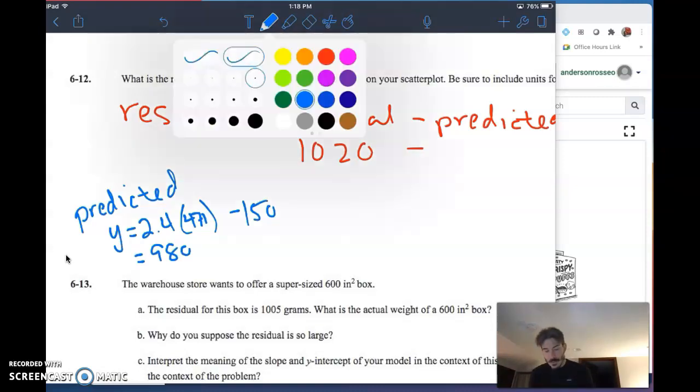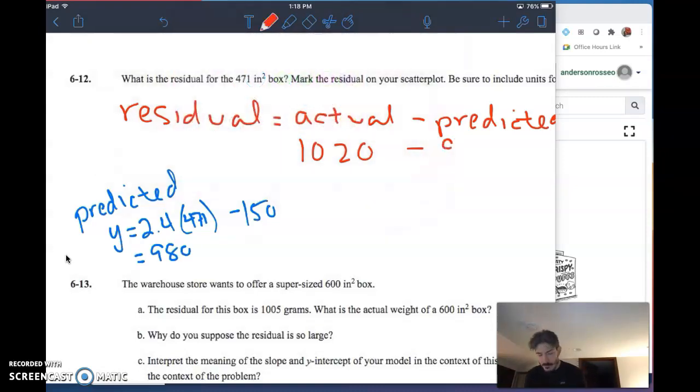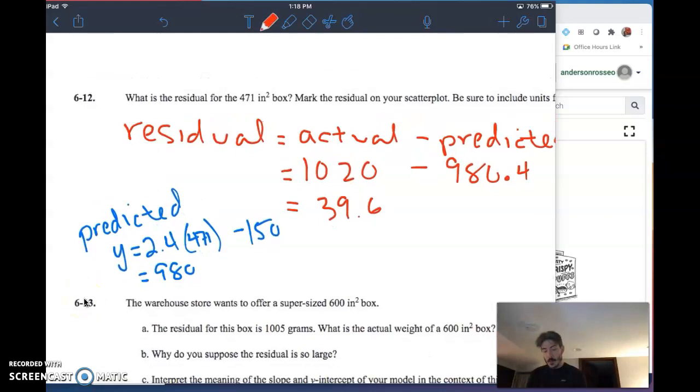Now, do we know that to be true? No. That's what we've got the residual for. 980.4, I'm sorry. The residual is going to help us calculate that error. So I go ahead and I subtract that value from 1,020, and I get positive 39.6. Okay, ladies and gentlemen, positive 39.6, it said be sure to include the unit, grams.